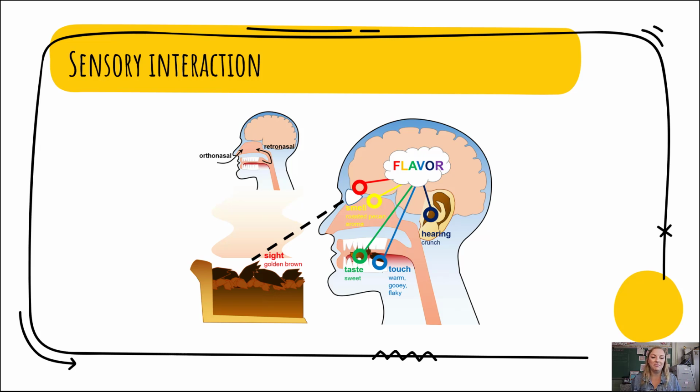If you see something that does not look appetizing, it might interact with your sense of taste. This might make you process the taste information differently than if you didn't see it.